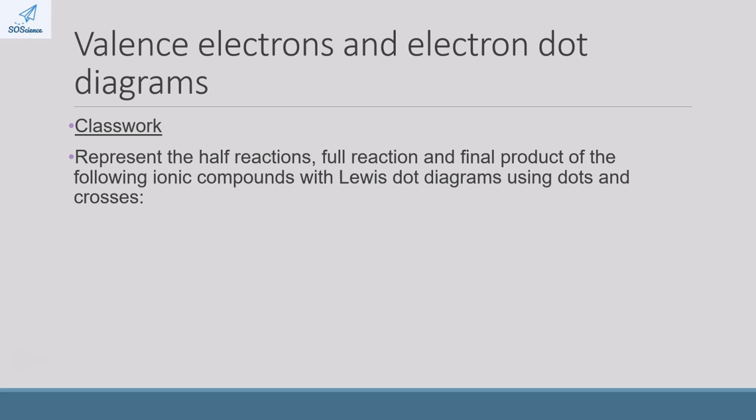Let's take a look at more examples of Lewis dot diagrams indicating half reactions, full reaction, and final product. We're going to do it for NaCl, sodium chloride, also known as table salt, AlN, which is aluminium nitride, K2S, which is potassium sulfide, and Al2O3, which is aluminium oxide.